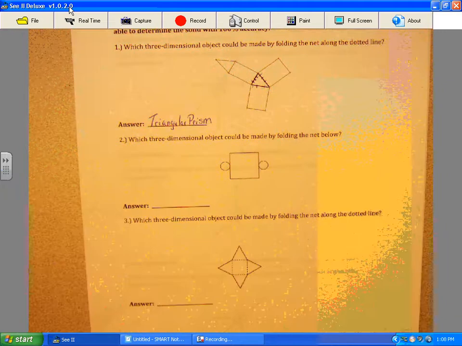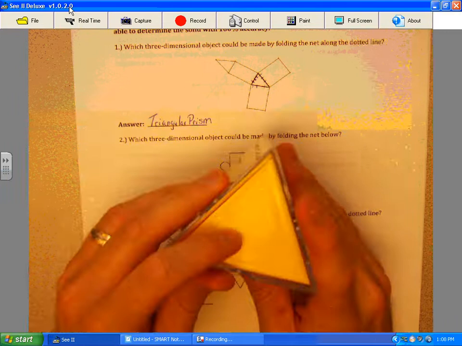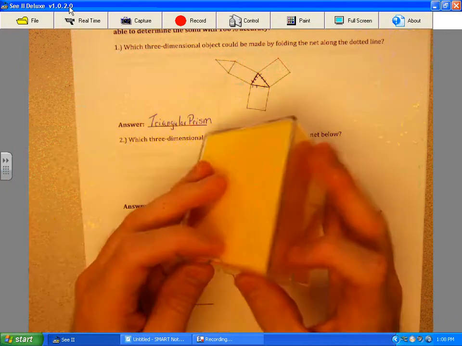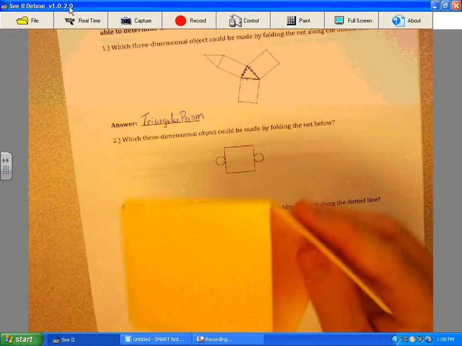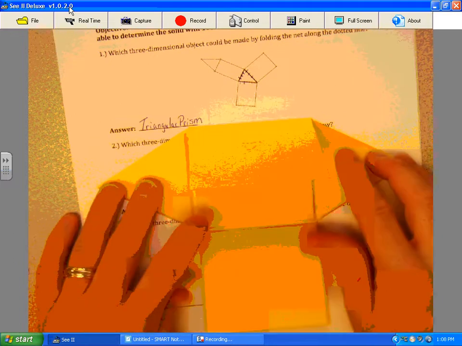Looking at this shape in 3 dimensions, here is your triangular prism. Whenever I look at the net of it, you can see that we have 2 triangles and 3 rectangles.